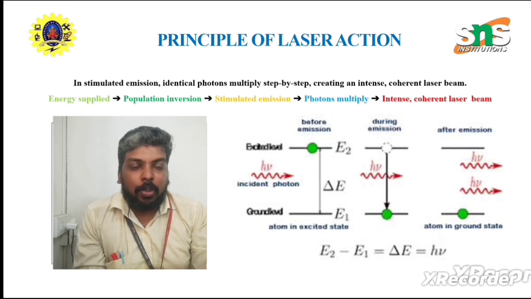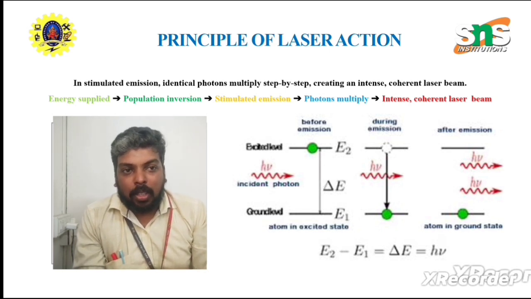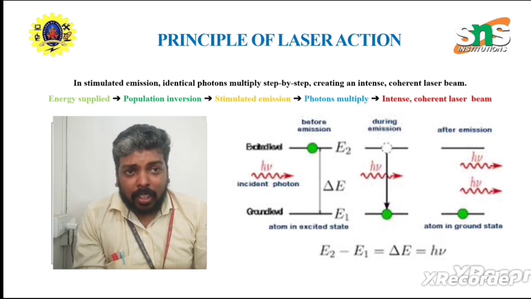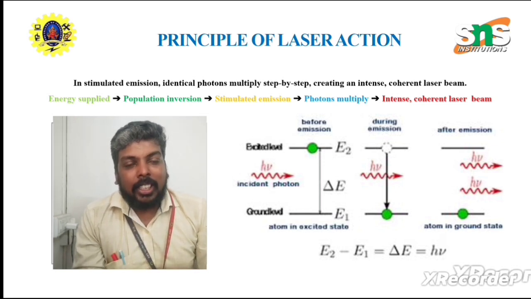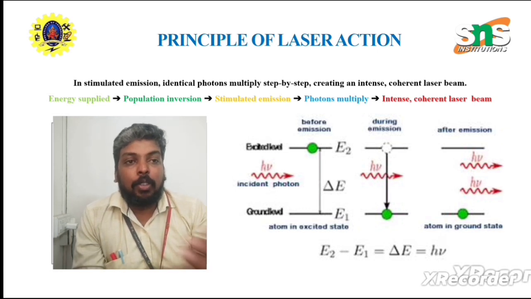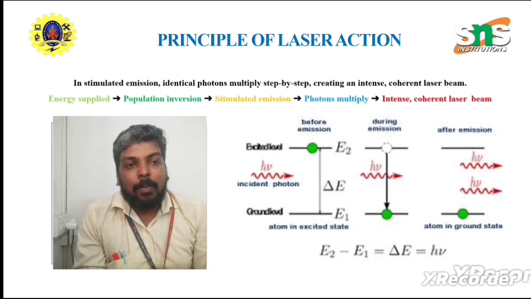So the picture tells about the principle of the laser action. There is a ground state. This is a band diagram of an atom. The ground state is named E1, and E2 is the excited state. Once a photon hits the ground state atoms, they get energy and are excited from the ground state to the excited state. That is before emission.